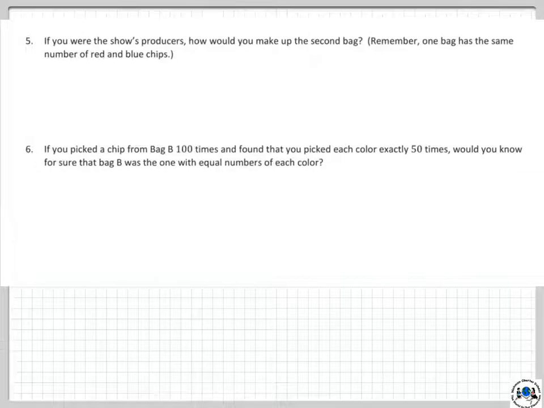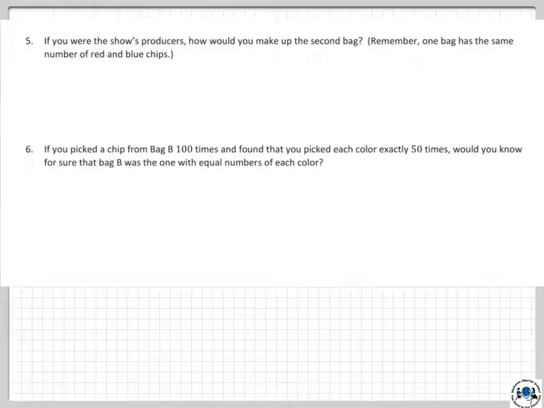And now, if you were the show's producers, how would you make up the second bag? Okay. Now, remember, one bag has the same number of red and blue chips. All right. So if you think about it, again, we talked about a show where there are no winners, where it's impossible to win, is not fun. Okay. So any kind of game, like the lottery, or scratch off lotto tickets and all that kind of thing. I mean, it's not fun if you never win. Okay, and no one's ever going to want to play again, right? So you have to make it kind of easy.